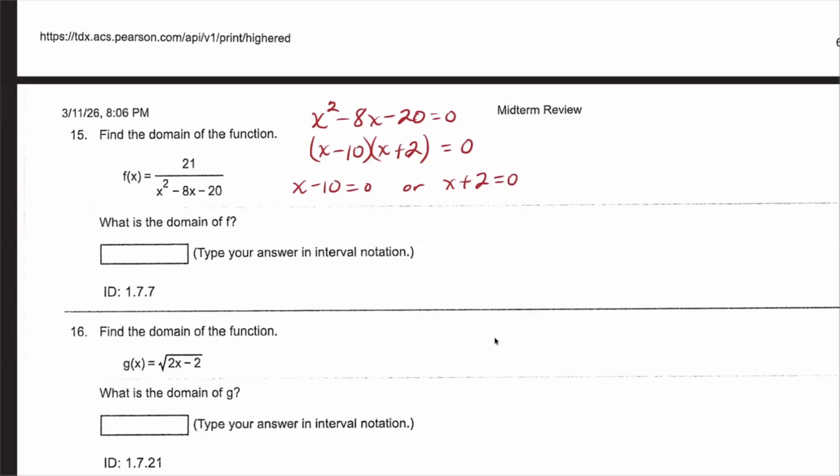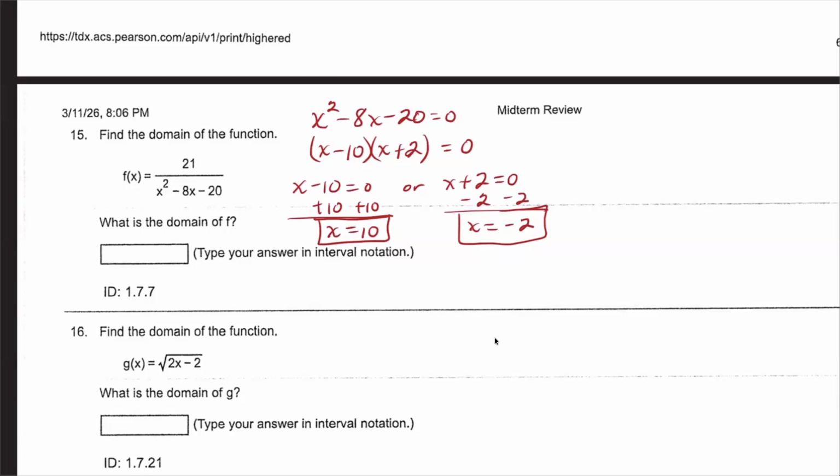Then we solve for x. So we add 10 to both sides on the first equation. So that means x is 10. And then we subtract 2 for the other one to get x equals negative 2. These two values are the restricted values for that function. That means they cannot be included in the domain. The domain is every number in the whole world except for these two.